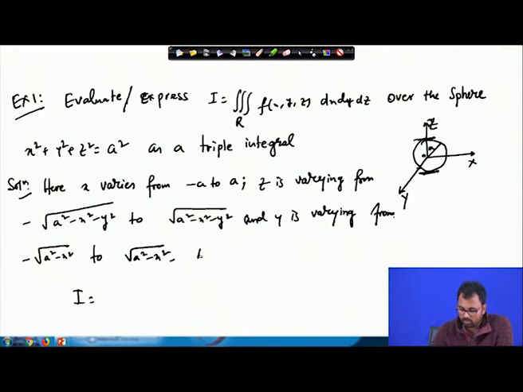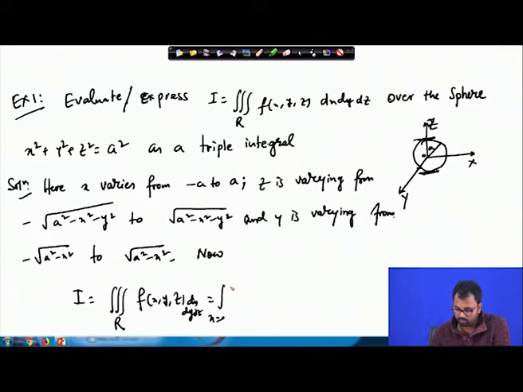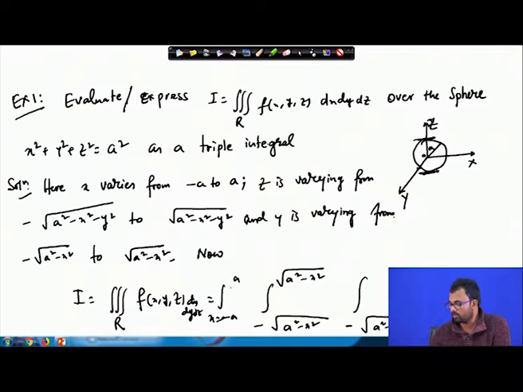Now we can write that integral. I equals the integral over the region R of f(x, y, z) dx dy dz, where x is running from minus a to plus a, y is running from minus the square root of a square minus x square to the square root of a square minus x square, and then z is running from minus the square root of a square minus x square minus y square to the square root of a square minus x square minus y square, of f(x, y, z) dx dy dz.